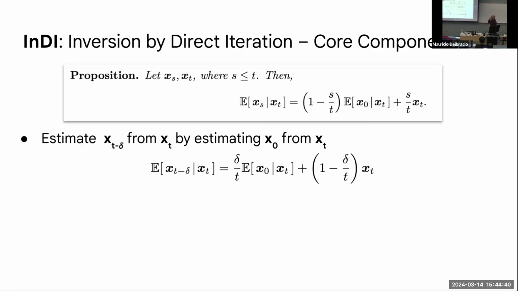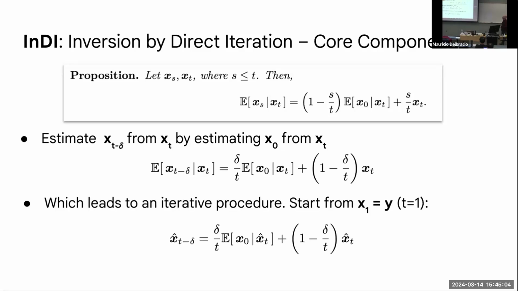Okay, so let's move on a little more. This means that we can actually estimate an image that is slightly less degraded. Given that we have an image at time t, we can estimate an image that is slightly less degraded by applying this formula, which is just substituting s with t minus delta. This leads to an iterative procedure. Let's say that we start from y, and then we can apply this iterative recurrence, and that will give us something at the end when we reach t equals 0.